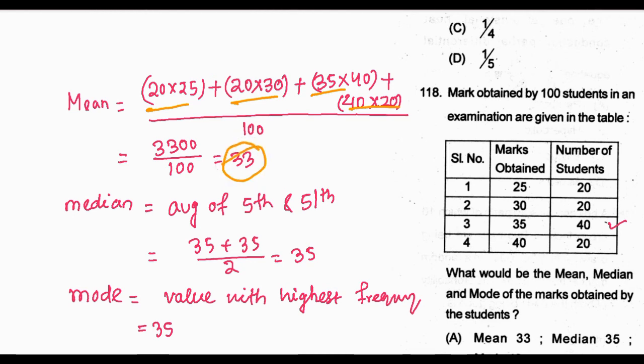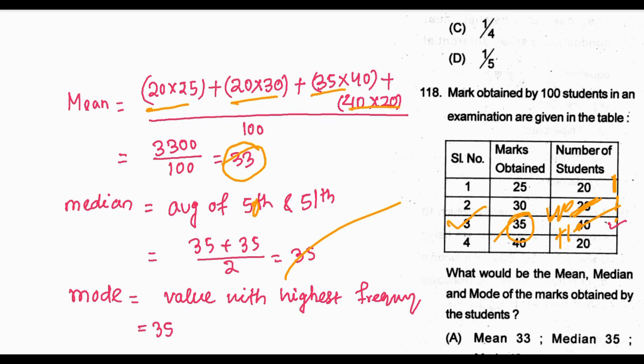Median is the average of the mid value. What is the mid value? If we count from 1, 2, 3, 4, 5, 6, the 50th and 51st are the midpoints. And what will be the marks at the 50th and 51st points? This one will be 35, because here 20, 20 will be 40, and here 40, that means 40 plus 10 from this one, this will be 50 and 51. So both 50th and 51st are scoring 35. So what will be the average? 35 plus 35 by 2, this is 35. So median is 35.